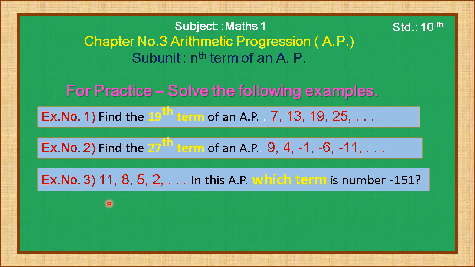The third example is different from these two examples. In this AP, 11, 8, 5, 2, which term is the number minus 151? The words "which term" are coming here. Here you can use the formula Tn. Here minus 151 is the value of Tn, and you solve this example for the value of n.